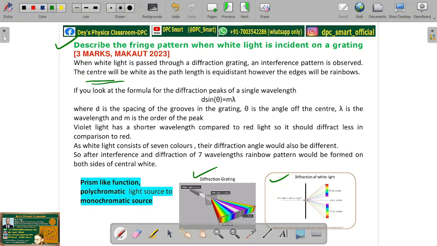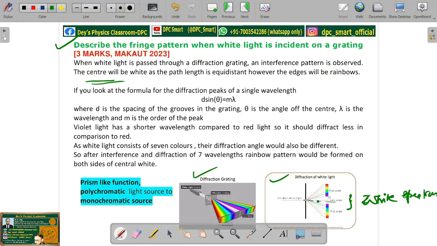whose center will be white, because at the center position the path difference is 0. So at the central point here the path difference is 0. So here it would be white spectrum, white light spectrum.